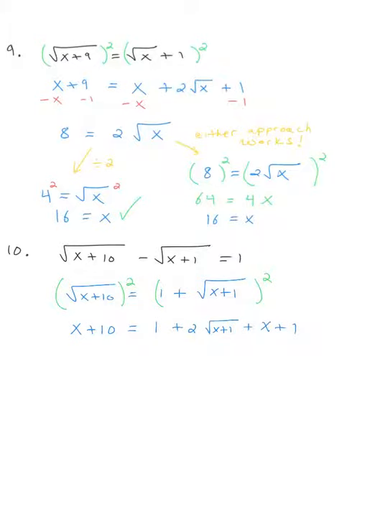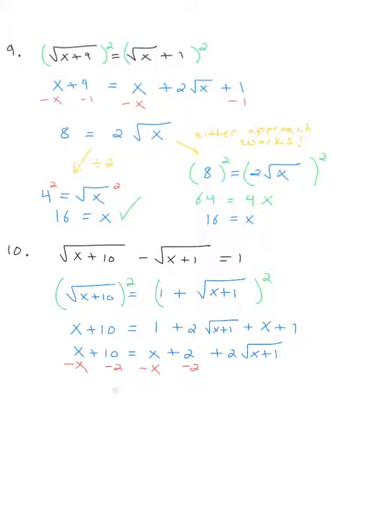All right, if we combine some like terms, we get x plus 10 is equal to x, which doesn't combine with anything. We have 1 plus 1, which is 2. And then we have 2 the square root of x plus 1. I can now subtract x from both sides, as well as this 2. I can't do anything with the 2 in front of the square root because it's attached by multiplication. I'll have to deal with that later.